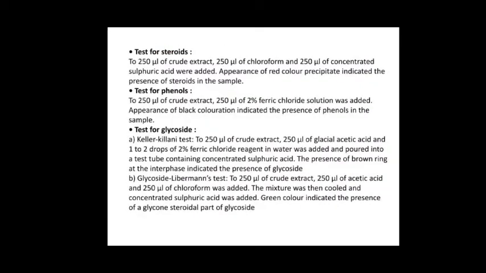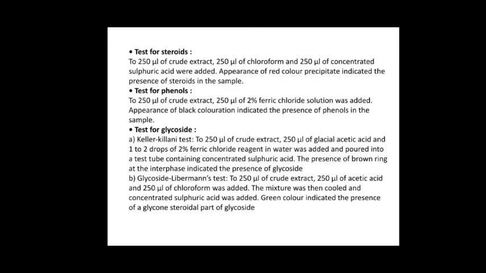Test for steroids. 250 ml of crude extract and 250 ml of chloroform and 250 ml of concentrated sulfuric acid were added. Appearance of the color precipitate indicated the presence of steroids in the sample. Test for phenols. 250 ml of crude extract and 250 ml of 2% ferric chloride solution were added. Appearance of black coloration indicated the presence of phenols in the sample.